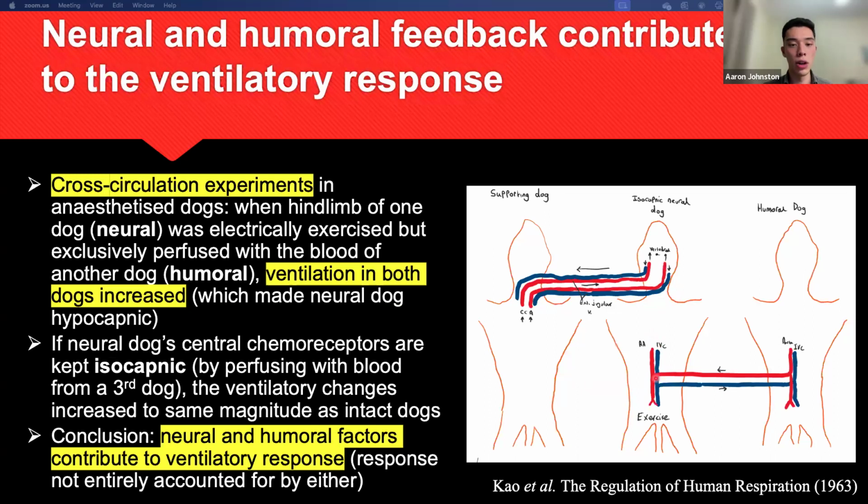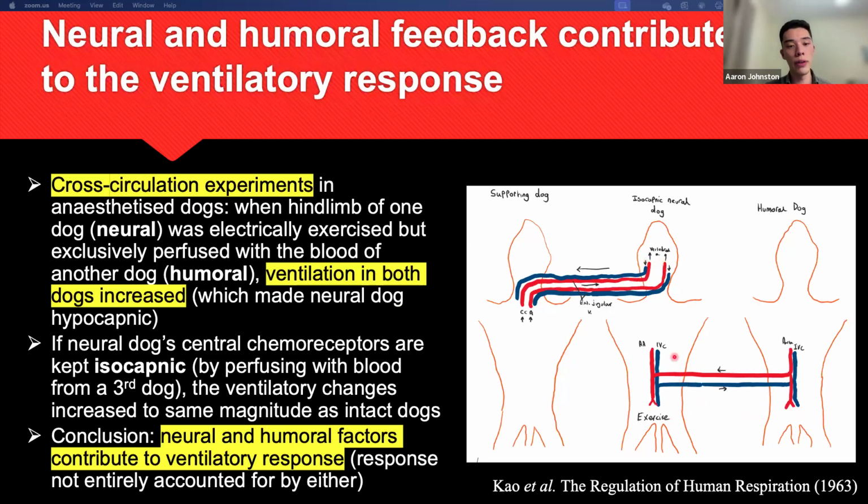So what they did in this dog is they stimulated its muscles electrically, and they perfused its central chemoreceptors with blood from a dog that wasn't exercising. So it wasn't receiving any kind of humoral factors, but they took the blood that was being drained from the exercising muscles and put it into this other dog, termed the humoral dog, because it was receiving all of the humoral factors from respiring muscles.